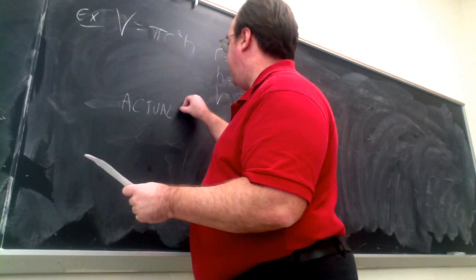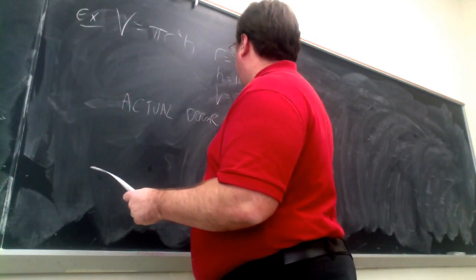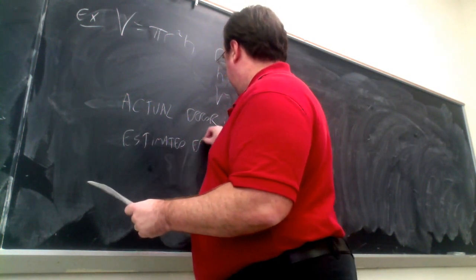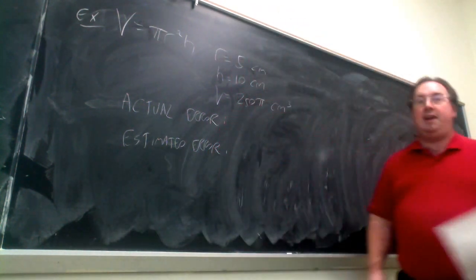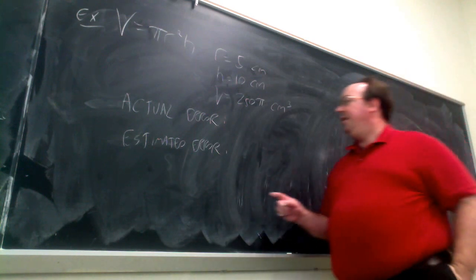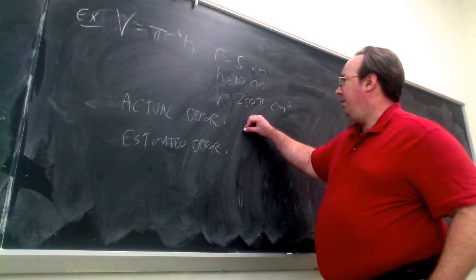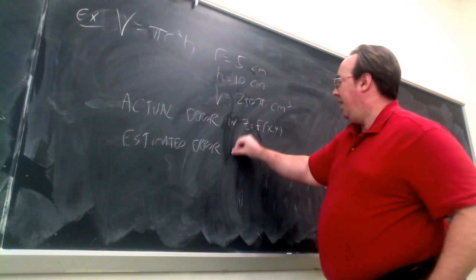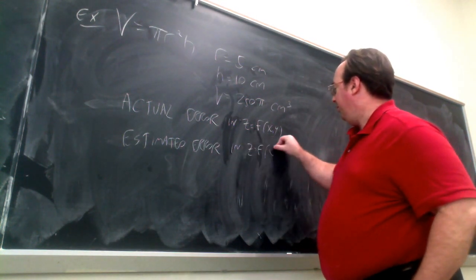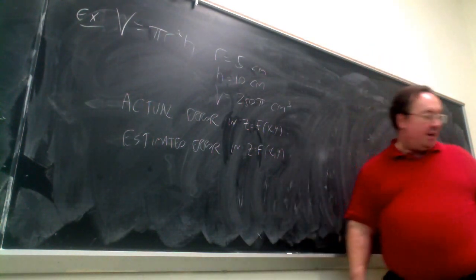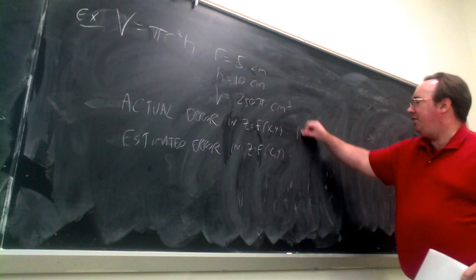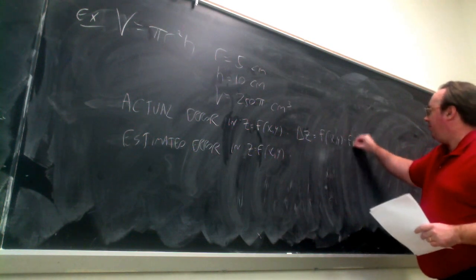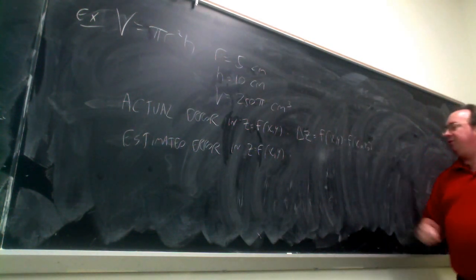I'm going to make a distinction here between actual error and estimated error. The actual error in a function z equals f of x, y, and this would apply to any number of variables, so I'll just use this two-dimensional case here, the notation I'll use is delta z, which would be f of x, y minus f of x naught, y naught. So I need to explain what all these symbols are.